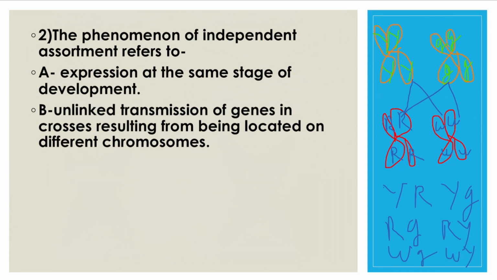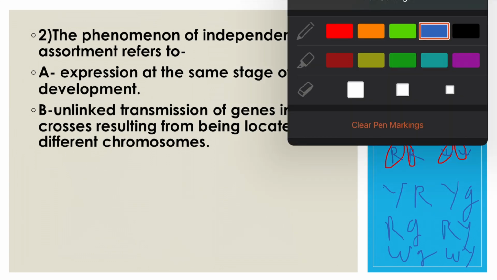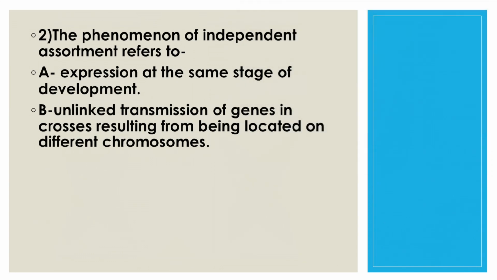When he took parent varieties, there were only two, yellow and round and green and wrinkled. But when he obtained the F2 generation, there were two new combinations that were not present in the parents, that was yellow wrinkled and green round. Why do new combinations happen? Because of unlinked transmission of genes which are present on different chromosomes. So B must be the answer.